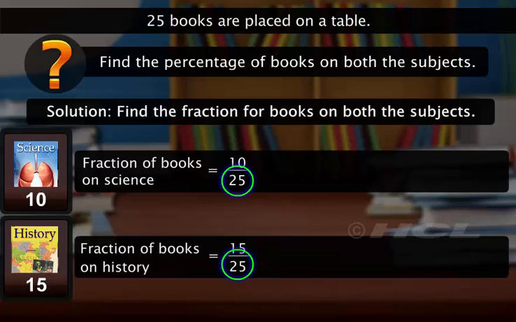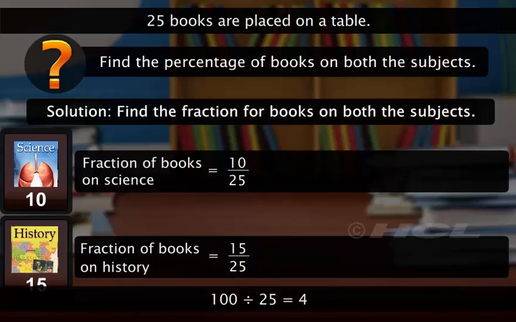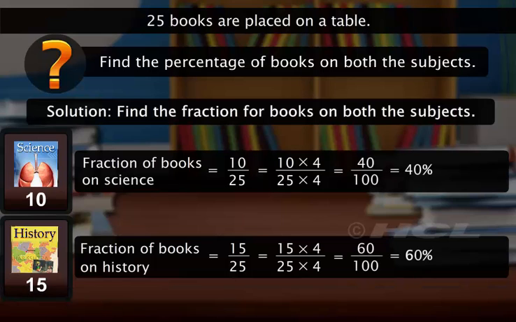Denominator of these fractions is 25. For calculating percentage, the denominator must be converted to 100. Therefore, we convert each of these fractions to an equivalent fraction with denominator 100. This conversion can be done by multiplying the denominator and the numerator with 4. Thus, we find the percentage of books on both subjects.